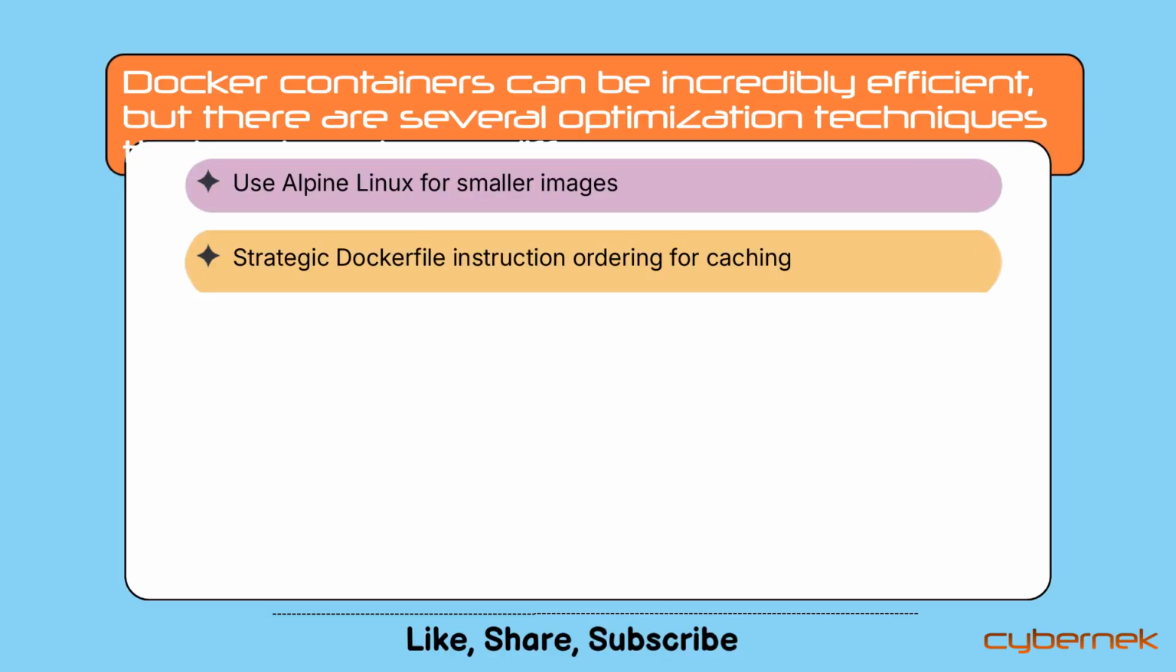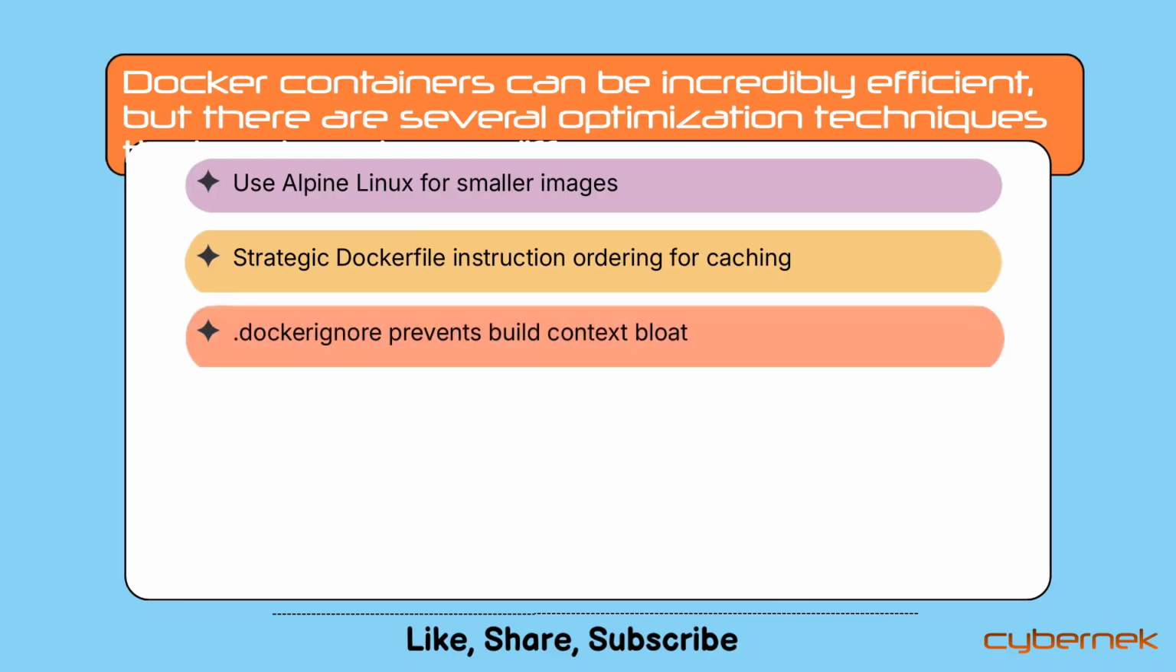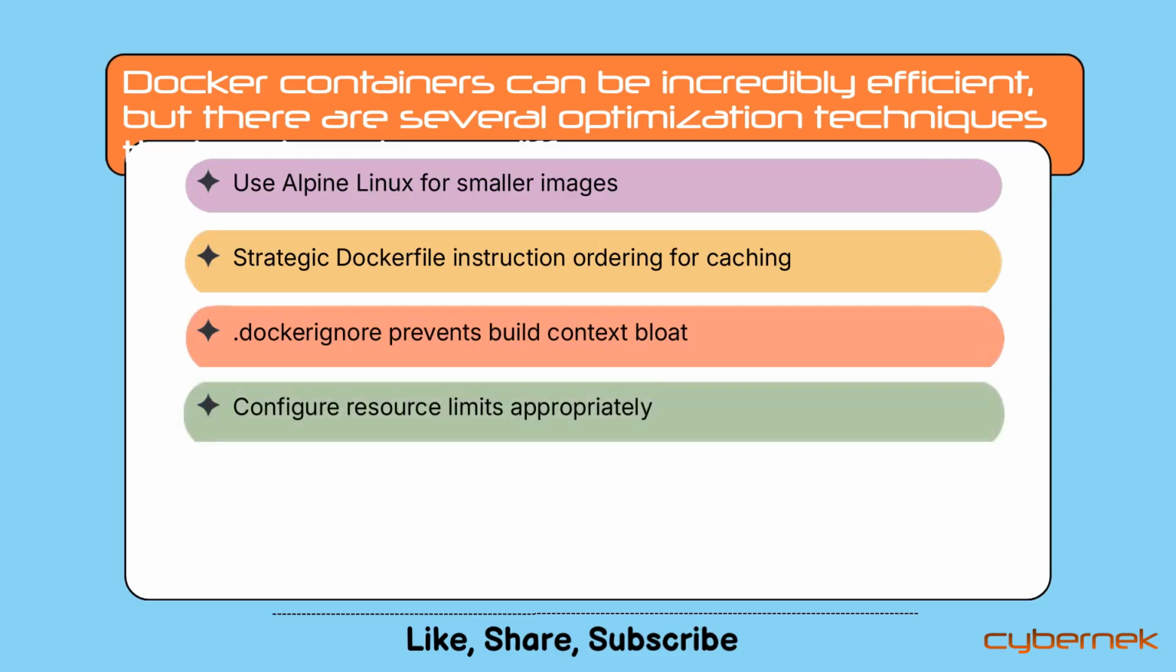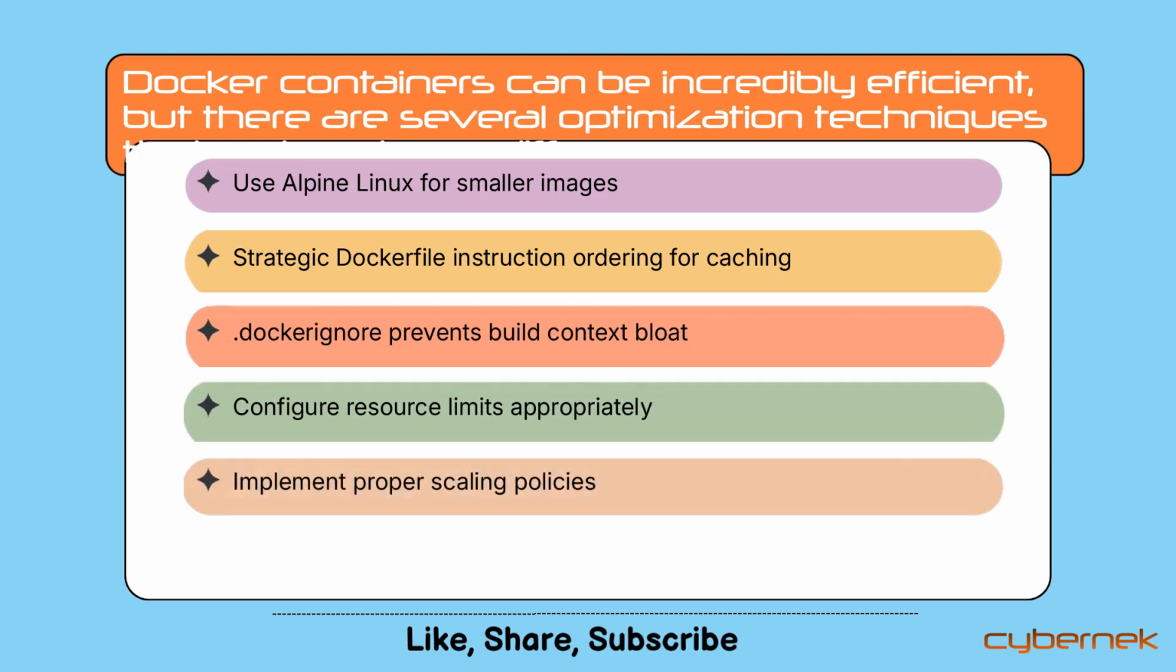Use Alpine Linux-based images to minimize size and attack surface. Implement proper layer caching by ordering Dockerfile instructions strategically. Use .dockerignore to prevent unnecessary files from bloating your build context. Configure appropriate resource limits to prevent containers from consuming excessive resources. Implement container orchestration with proper scaling policies.